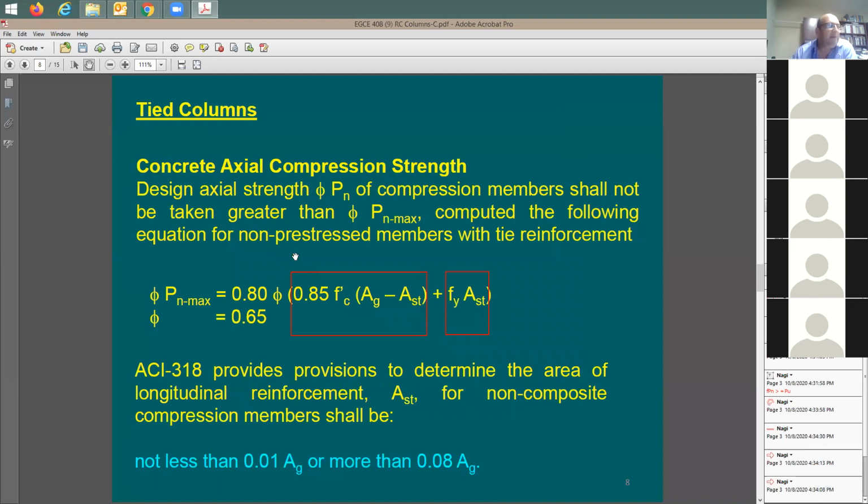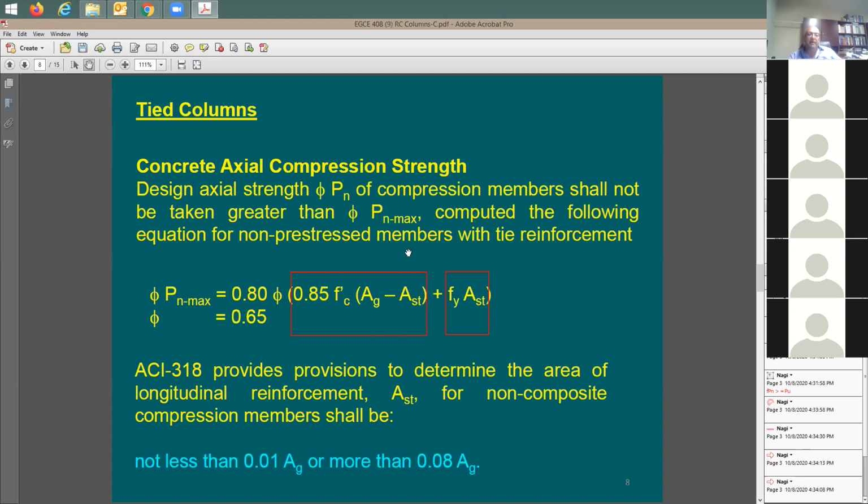So, how about the phi factor? How much is my phi factor? In tied columns, we know it's going to be 0.65. So this equation is so simple. It's going to be the compression in the concrete and the compression in the steel. In this case, we say steel is going to be yielding and there's no other option. Steel is yielding, there's no check on that. It's going to be yielding for the strength of the section in compression. There's no tension here. So as you see, the equation is so simple.